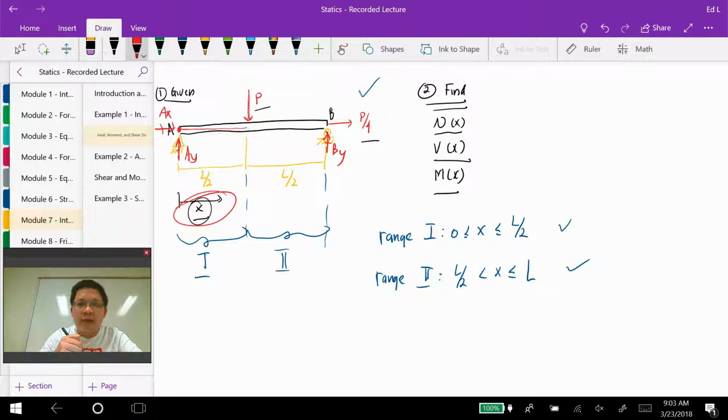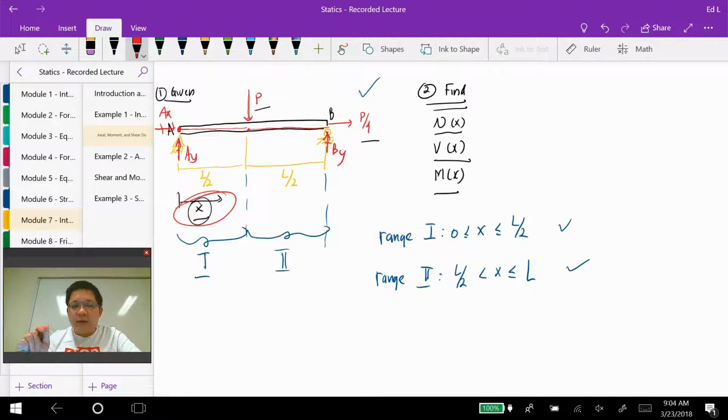Afterwards we start range 2, which starts from x equal to L over 2. Then when we go to the right again, everything stays the same until the end of the beam where x is equal to L. So that's how you figure out the ranges in the beam, depending on the problem that we solve.